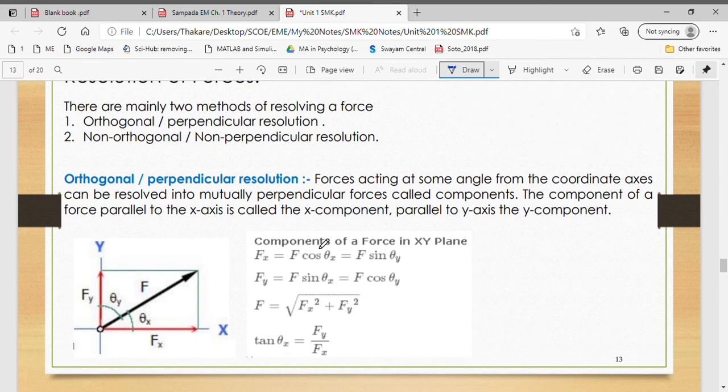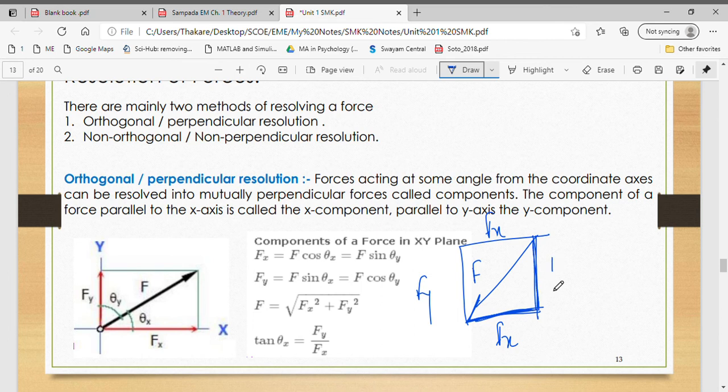Consider a force F which is making an angle theta x with respect to x-axis and theta y with respect to y-axis. To resolve this, you will get two components. Along x, we can form a triangle like this. This is your F. This can be considered as Fx, while this is your Fy. Now, we complete this parallelogram or this rectangle. The magnitude this line has is Fx, the same as Fx, and here you will have Fy.